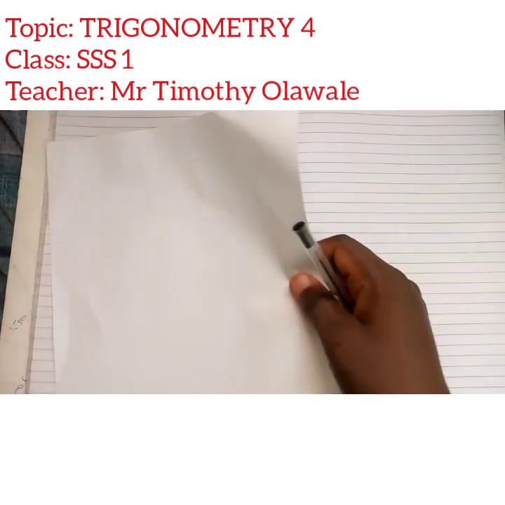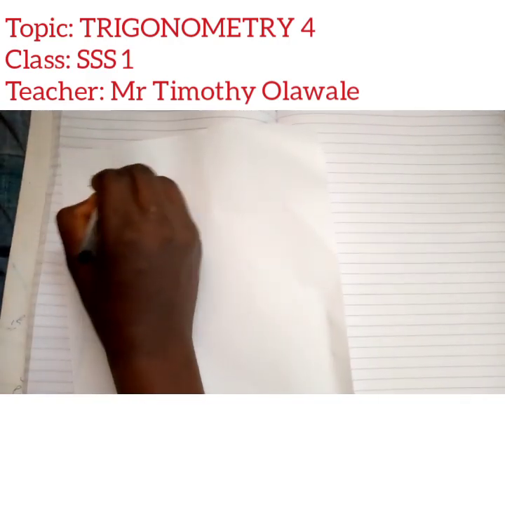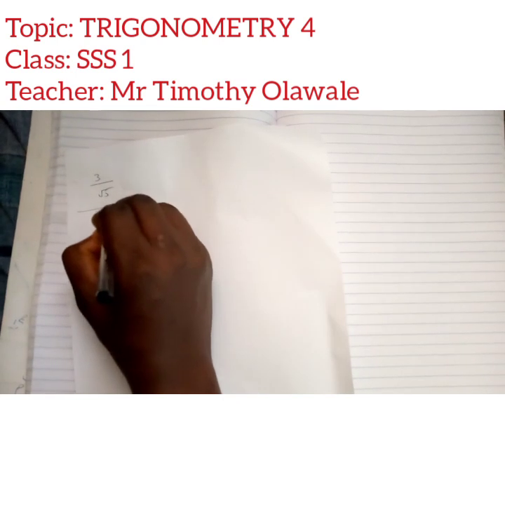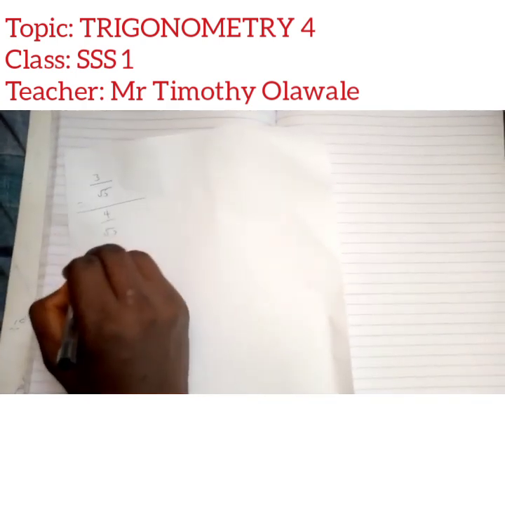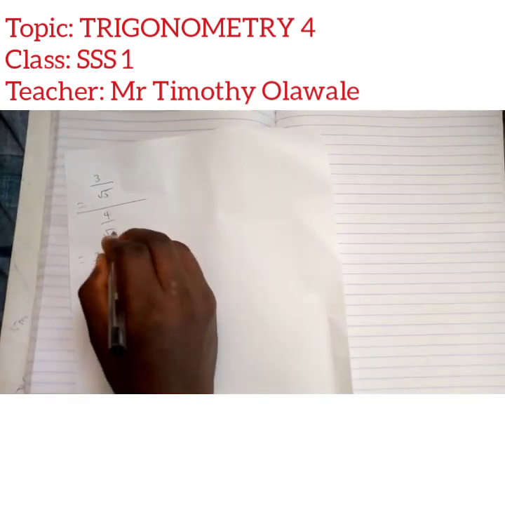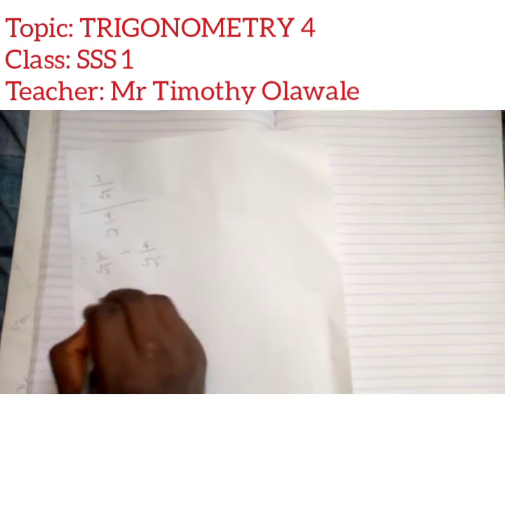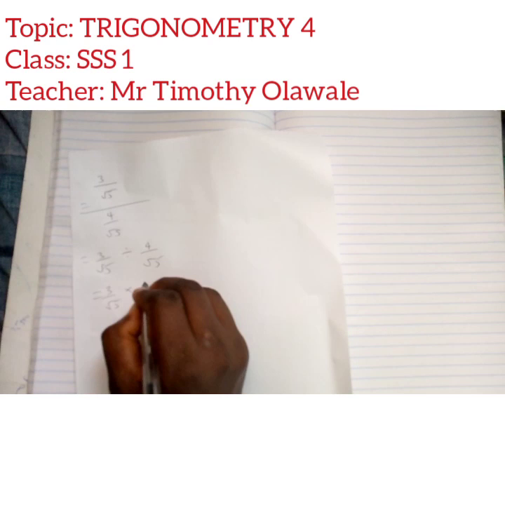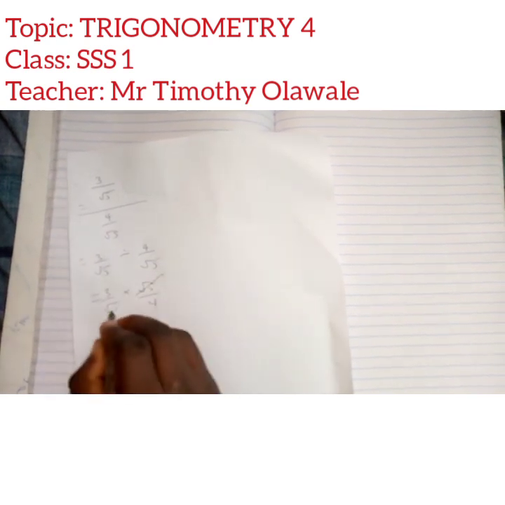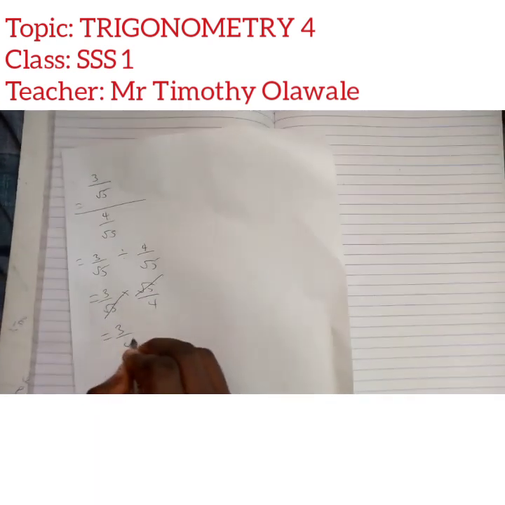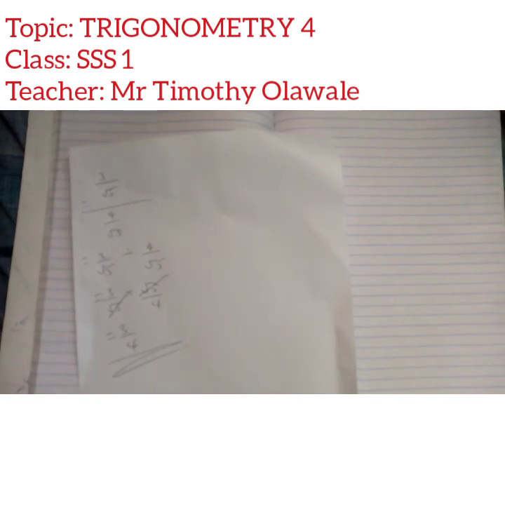So let's try to simplify that. 3 over root 5 over 4 over root 5. So that will be 3 over root 5 divided by 4 over root 5. 3 over root 5 times root 5 over 4. This cancels this. Our answer will be 3 over 4. That's all. Is that clear?